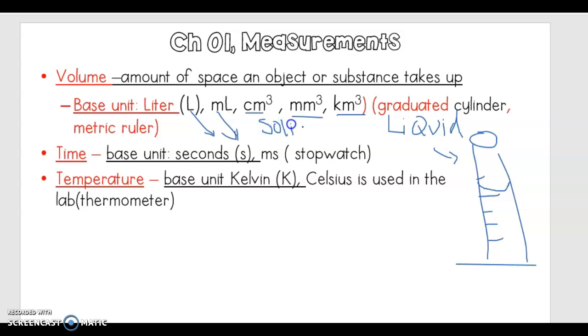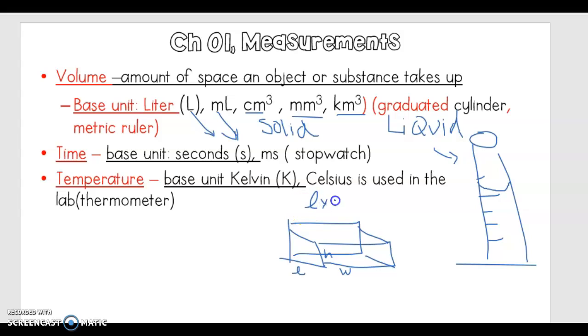So in order to get the volume of a solid, you're going to take the length, the width, and the height. If you have a fairly regular shaped object, you're going to multiply the three of them together. Length times width times height, and that will give you the volume of a solid object.